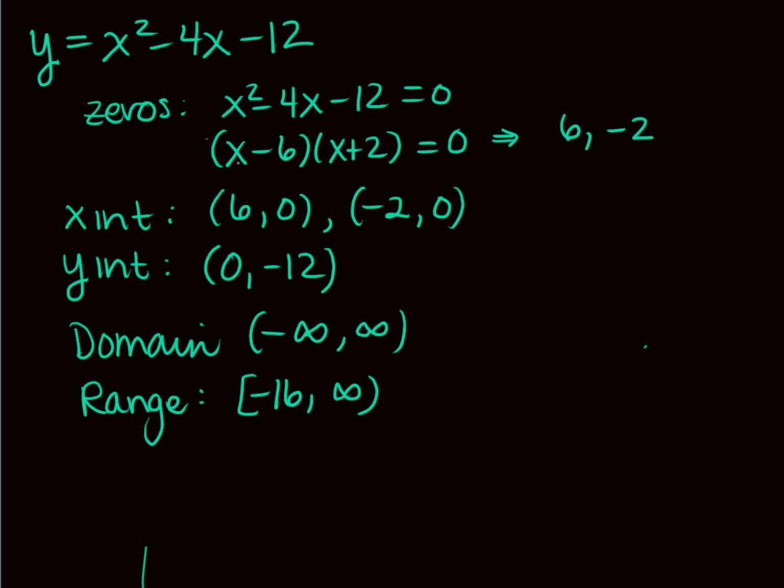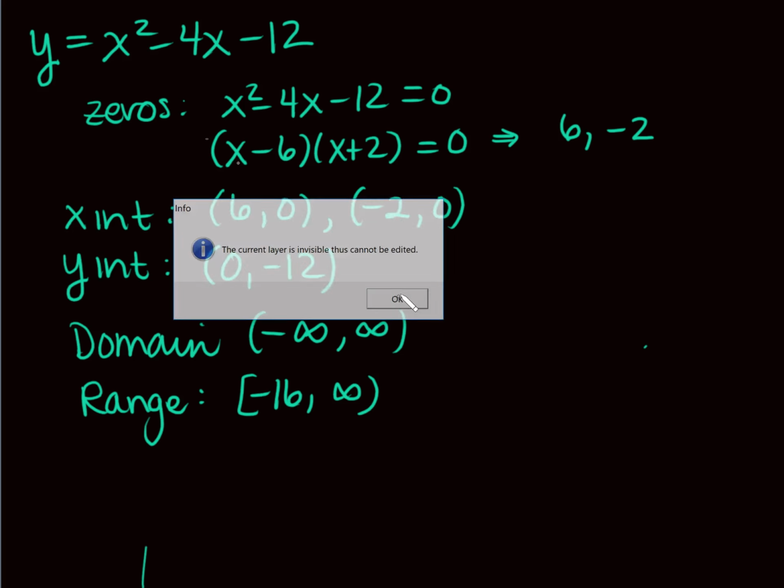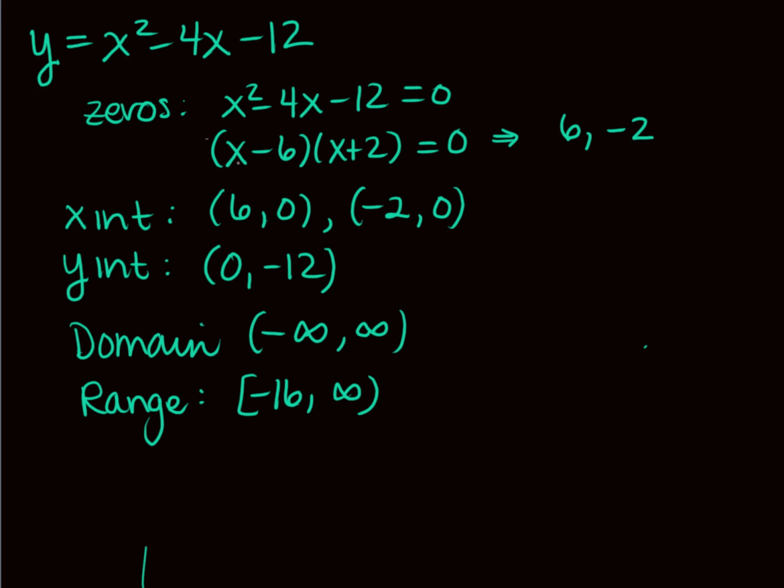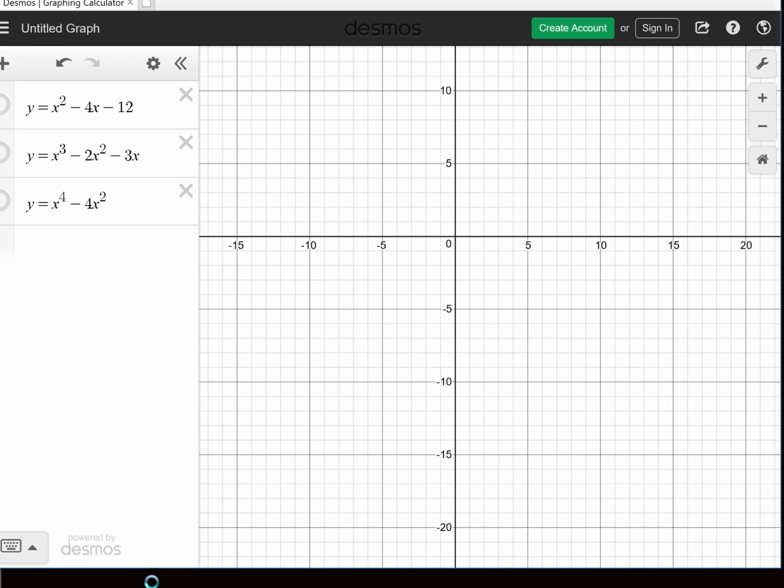All right, let's look really quick at a quartic and then we'll talk about something called end behavior. The quartic I want to look at is going to be x to the 4th minus 4x squared. So f of x or y, I use them interchangeably. X to the 4th minus 4x squared.